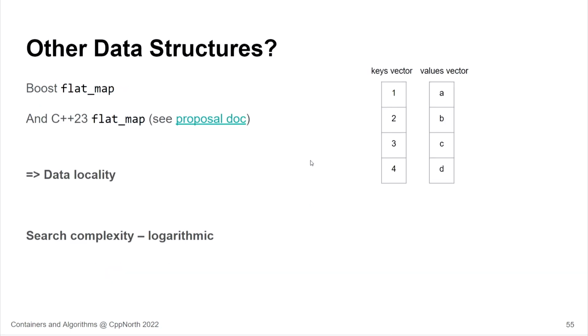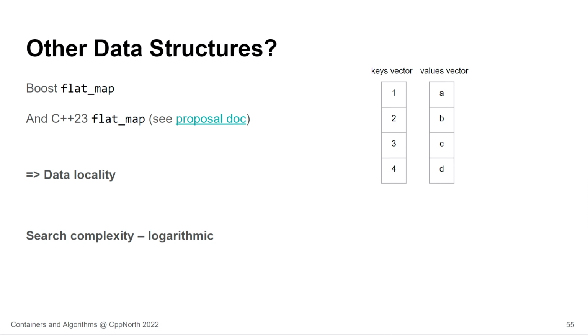Other data structures. So we have boost flat map, and in C++23 we should get flat map into the language. And flat map is quite wise. It has a vector of keys. It might be other data structure, but eventually it would. The default is a vector of keys and vector of values. And lookup is logarithmic. It's a binary search. The keys are sorted. And the idea is that you preserve data locality.